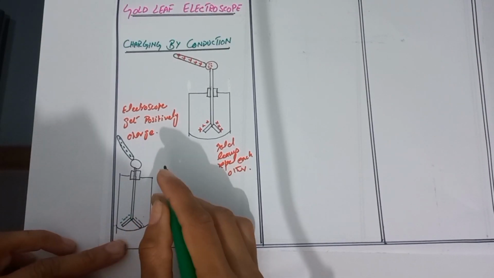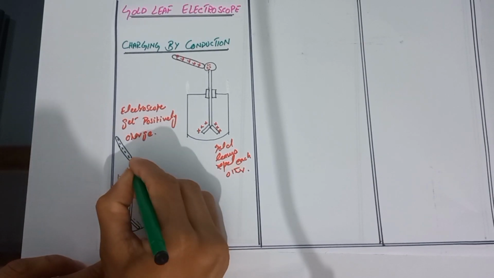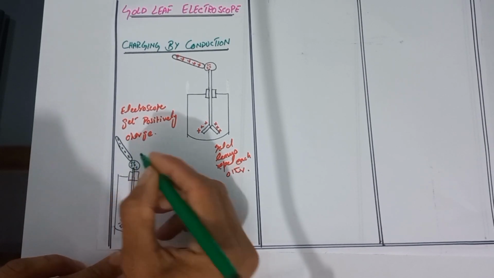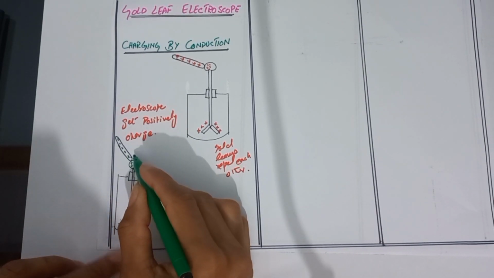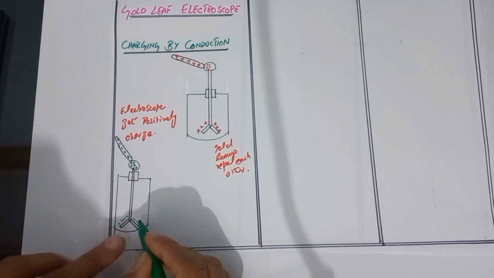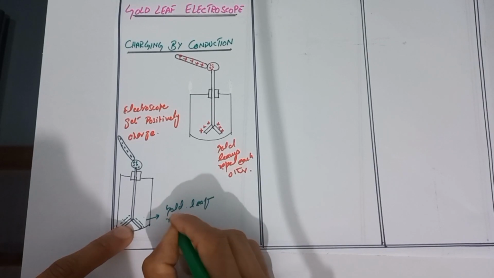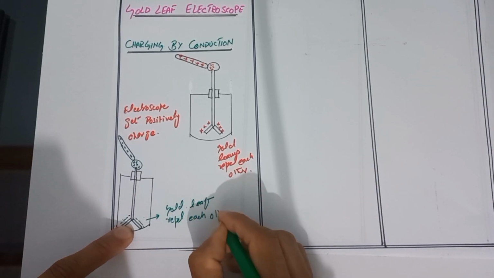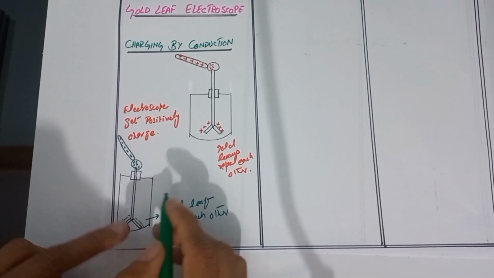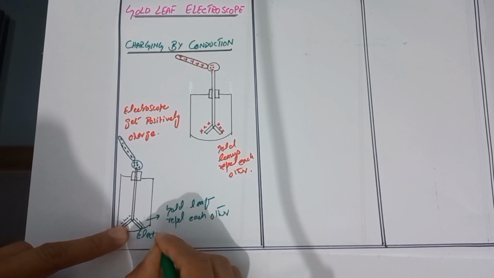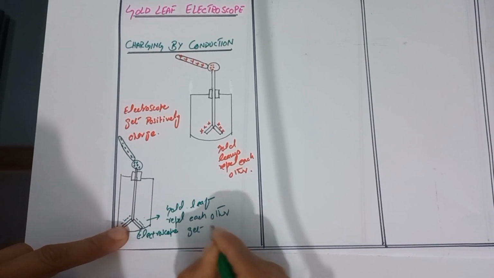The positive charge near the rod is neutralized by this negatively charged rod, and the negative charge, which is repelled by this negatively charged rod, is spread over the entire electroscope. Thus, the gold leaves repel each other. Thus, we say that the electroscope gets negatively charged.